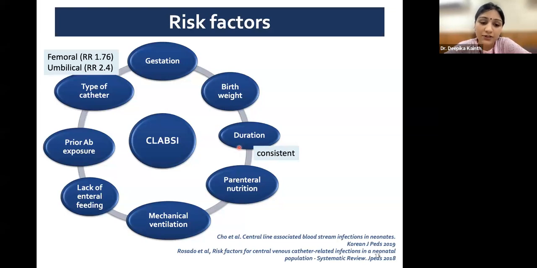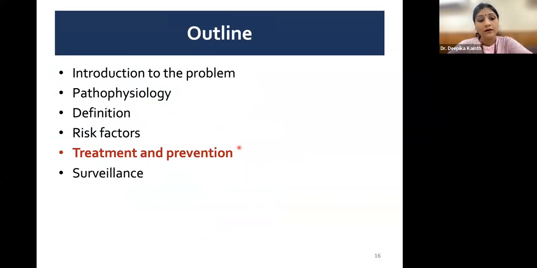And this brings in a very important concept of removing the central line whenever not indicated, which I will discuss in detail in the preventive strategies. So whenever we think that the line is not required, it should be removed without a second thought. So it is very important to review the duration of the lines, and they should not be sitting for days together without any significant purpose. And parenteral nutrition for more than 2 weeks is also a significant risk factor.